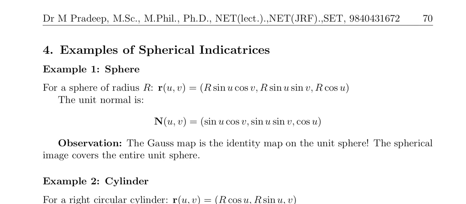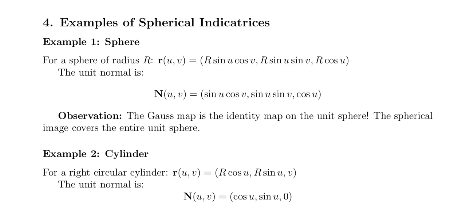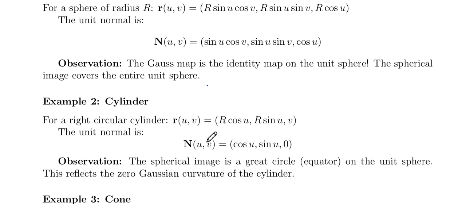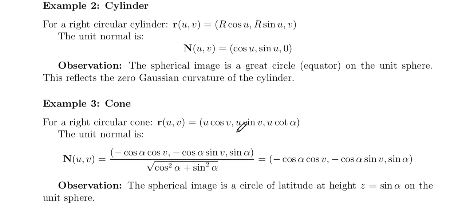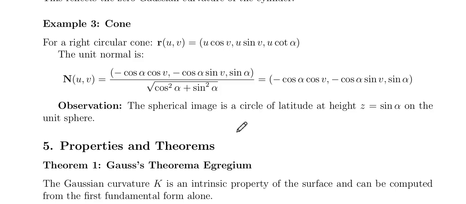Examples: for a sphere of radius r, r of u comma v is its parametric form, that is r sin u cos v, r sin u sin v, r cos u. Its unit normal is N of u comma v equal to sin u cos v, sin u sin v, cos u. For the right circular cylinder, r of u comma v equal to r cos u, r sin u, v, and this is its unit normal. For the cone, r of u comma v equal to u cos v, u sin v, u cot alpha, and this is its corresponding unit normal.